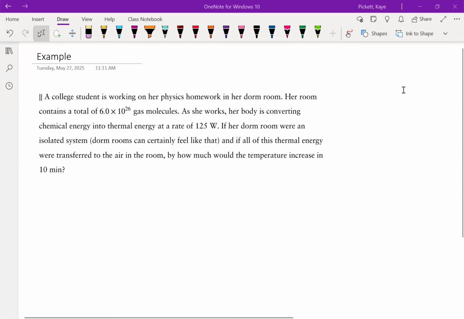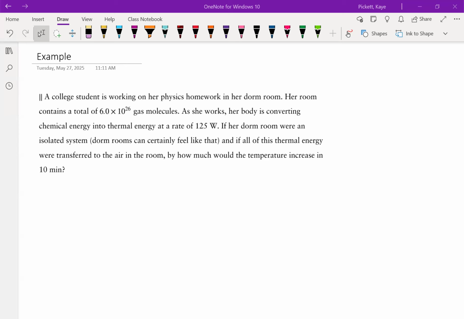Okay, so our next example deals a little bit more with some kinetic theory. We have a college student who's working on her physics homework in her dorm room. Her room contains a total of 6.0 times 10 to the 26th gas molecules. As she works, her body is converting chemical energy into thermal energy at a rate of 125 watts. If her dorm room were an isolated system and all of this thermal energy were transferred to the air in the room, by how much would the temperature increase in 10 minutes?